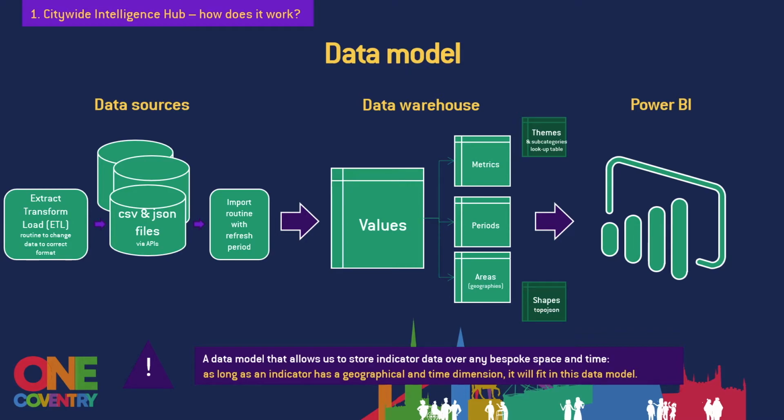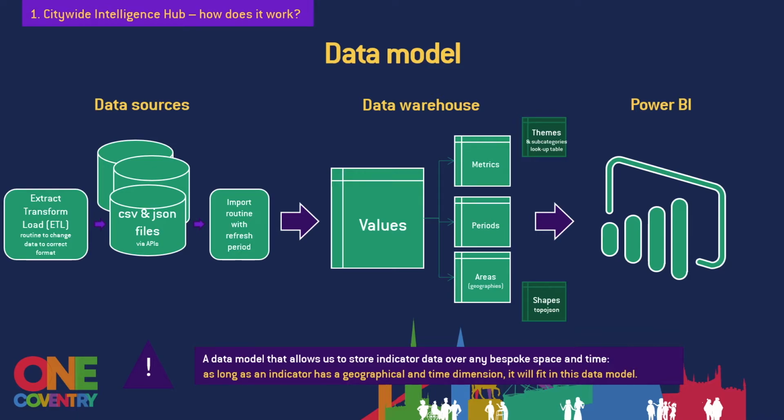a single metric table which contains the actual numerical values, and some lookup tables around metrics, time periods, and areas or geographies. And there are some other tables in there around themes and subcategories, and also shape files for those areas in topo.json format. So basically, this is a data model that allows you to store any metric as long as it's got a space dimension and a time dimension.